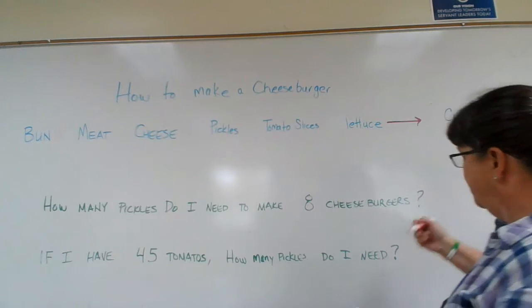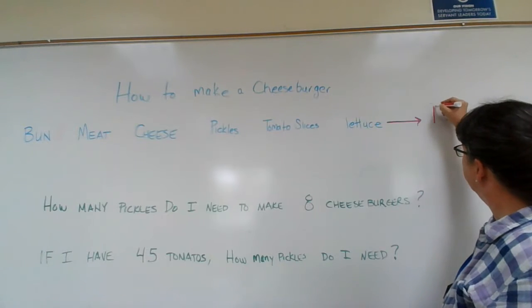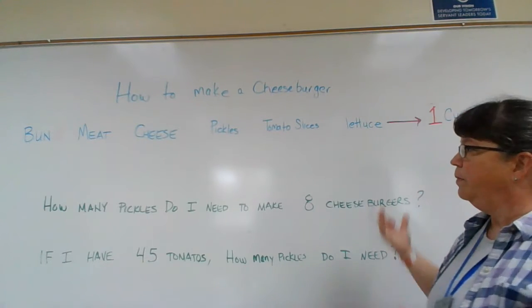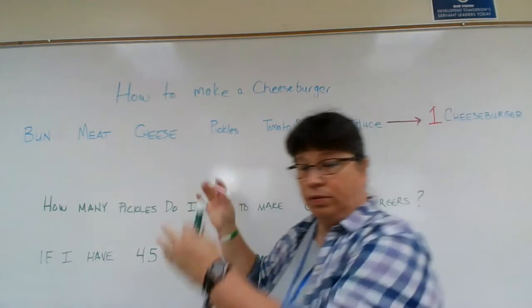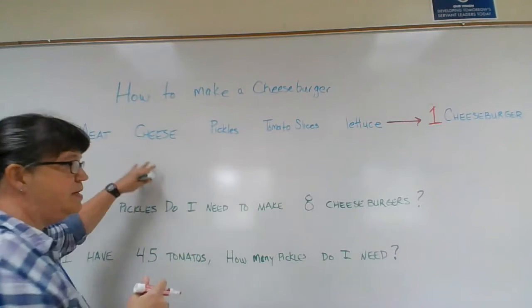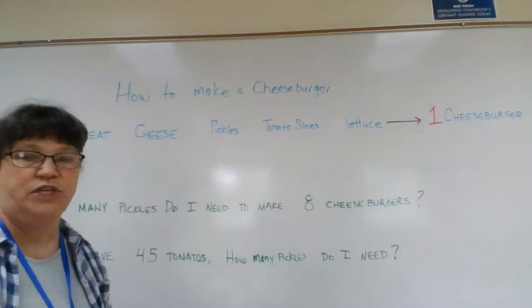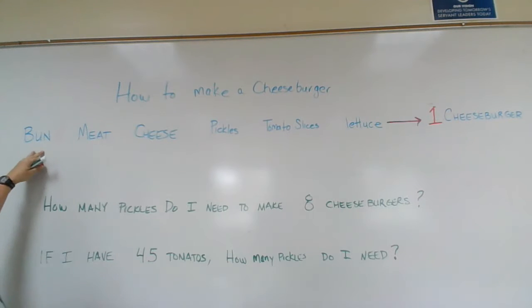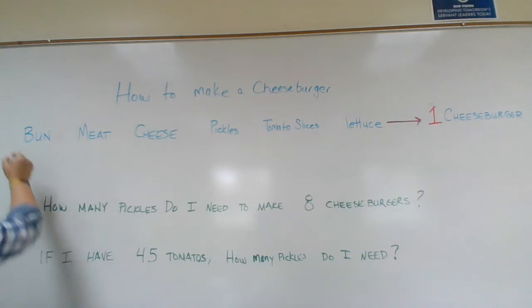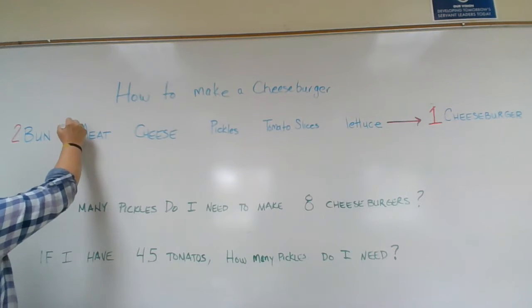So if we want to make one cheeseburger, how many of these reactants, or starting items on the left-hand side here, do we need to make one cheeseburger? So we're going to call the buns the halves of the buns. We're going to need two buns to make a top and a bottom bun. We're going to need one meat patty.